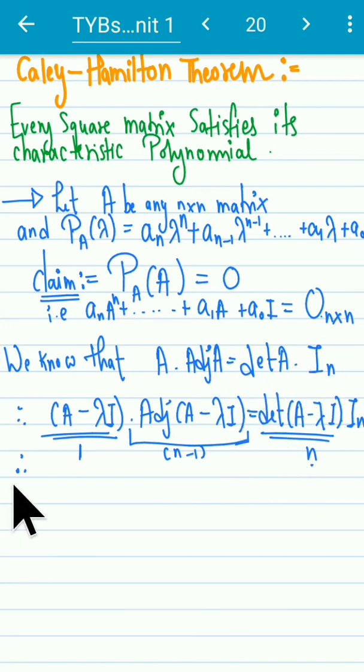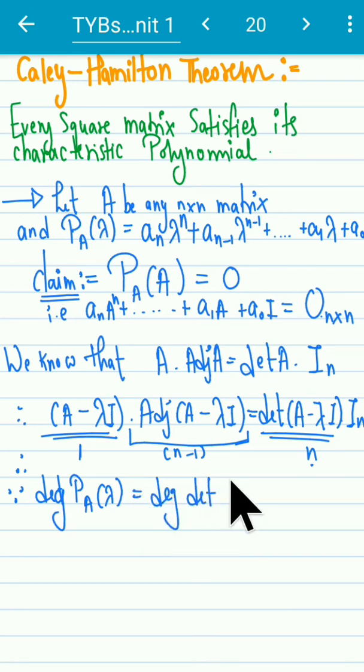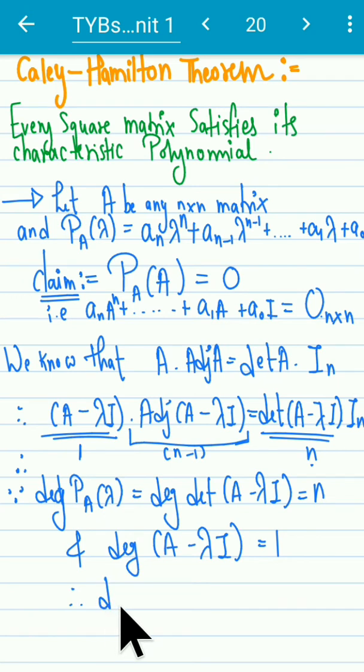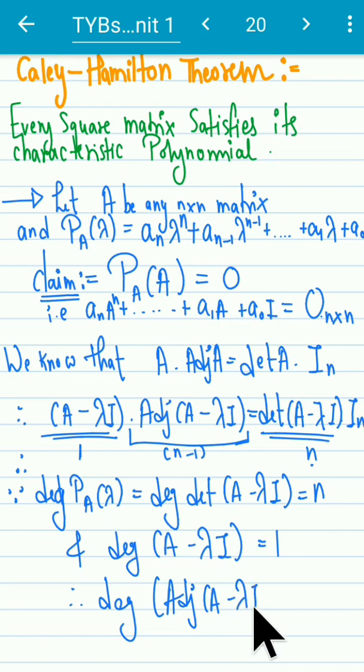So I'll just write this. Since the degree of p of lambda, that is the degree of the determinant of A minus lambda I, is equal to n, and the degree of A minus lambda I in terms of lambda is 1, therefore the degree of the adjoint of A minus lambda I must be equal to n minus 1. I don't know how it looks, but I know that it must be of degree n minus 1.